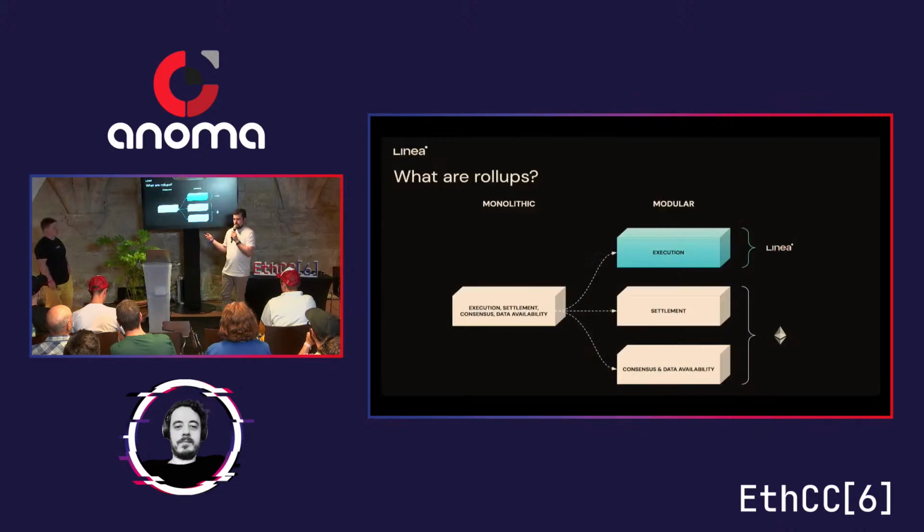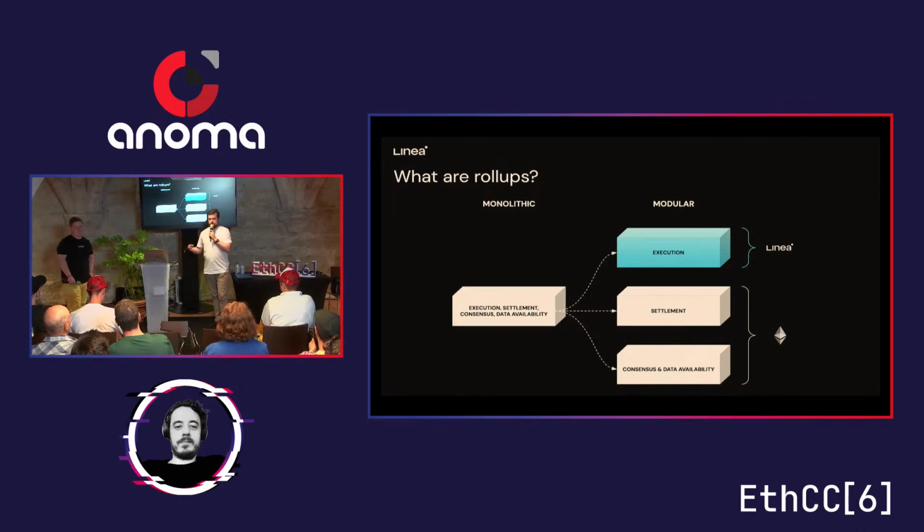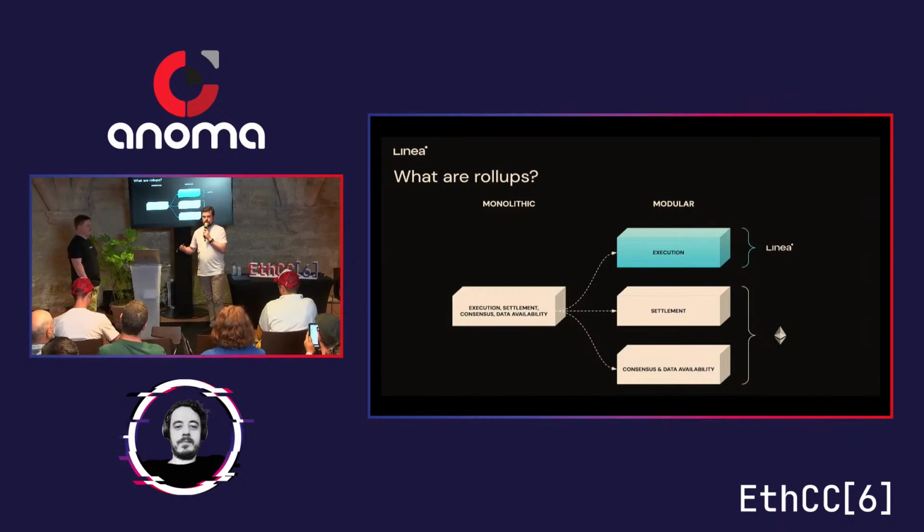Linea is a level 2 zk rollup. So what is a level 2 zk rollup? Let us unwrap that a little bit. So a rollup is a way to optimize and to scale up the Ethereum blockchain.